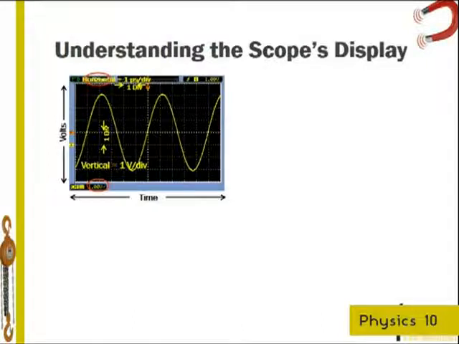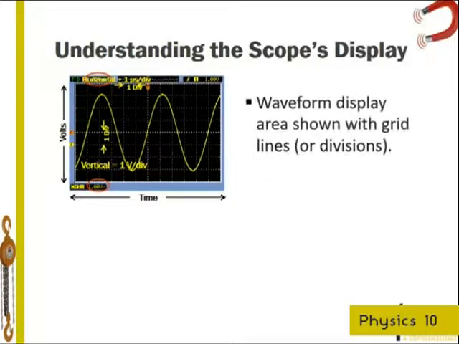So let's just summarize what an oscilloscope does and how the oscilloscope functions. We've looked at it in a little bit of detail, so now here is a summary. If we look at the following oscilloscope, you will see that in terms of the vertical axis, we have voltage, and the horizontal axis, we have time. This is a waveform display, and it's shown with grid lines or divisions. And this is the type of example that you would find with most oscilloscopes. They would be set up in this way.